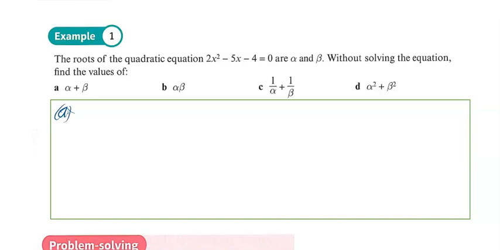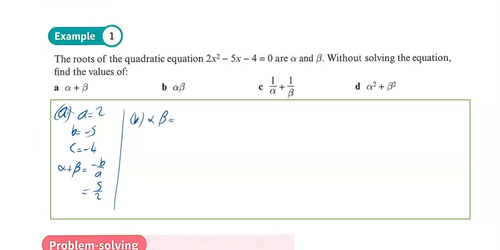So first of all, we're going to write down what our coefficients are. A is equal to 2, B is equal to minus 5, and C is equal to minus 4. Alpha plus beta, from what we've just talked about earlier on, is equal to minus B over A. So in this case, minus B is minus 5, so 5 over A, which is 5 over 2. Done. Part B, we want to find alpha beta. Alpha beta, from what we've done earlier on, is just C over A. So C over A is minus 4 over 2, which is minus 2.